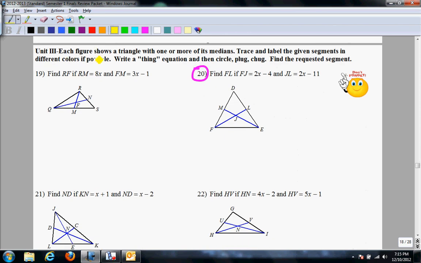Next one, it says each figure shows a triangle with one or more of its medians. Trace and label the given segments in different colors if possible. Use a thing equation, then circle, plug, chug. Find the requested segment. So here we have a median, which means that's a midpoint, and that means point J is what's called a centroid.